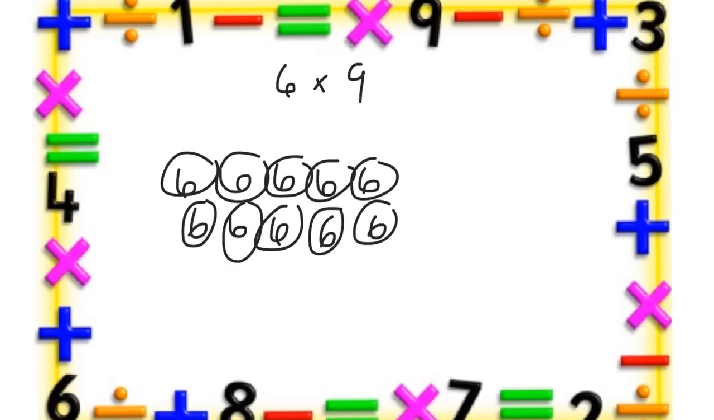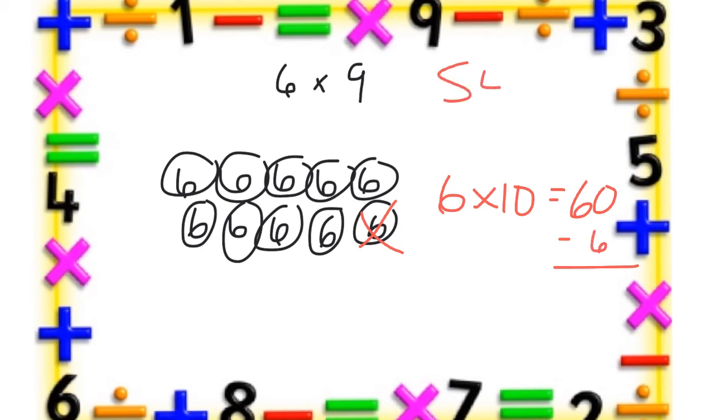This works similarly with subtracting a group. Let's say I have 6 times 9. I really wish I had 6 times 10, because 6 times 10 is 60. But isn't 6 times 9 just one group of 6 less than 6 times 10? So I could find 6 times 9 by taking 6 away from 60. I would get 54.